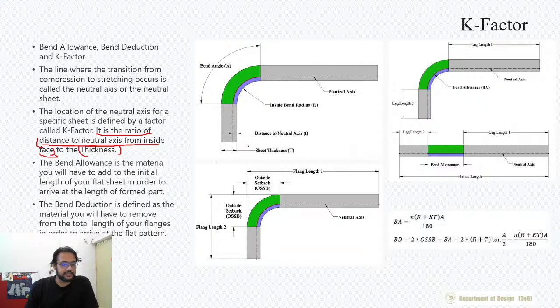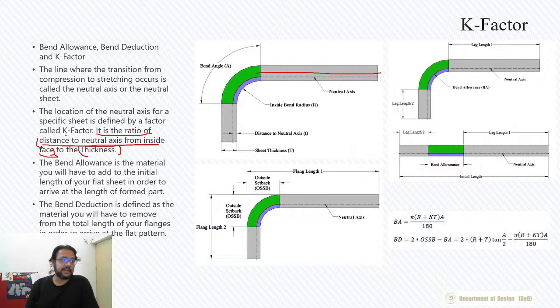Yes, so Tejas is right. In most cases, when you have a bend like this, the neutral axis will not be at the center point of the sheet metal. It will always be shifted to the side, to the internal side of the bend, which is correctly shown in this diagram.